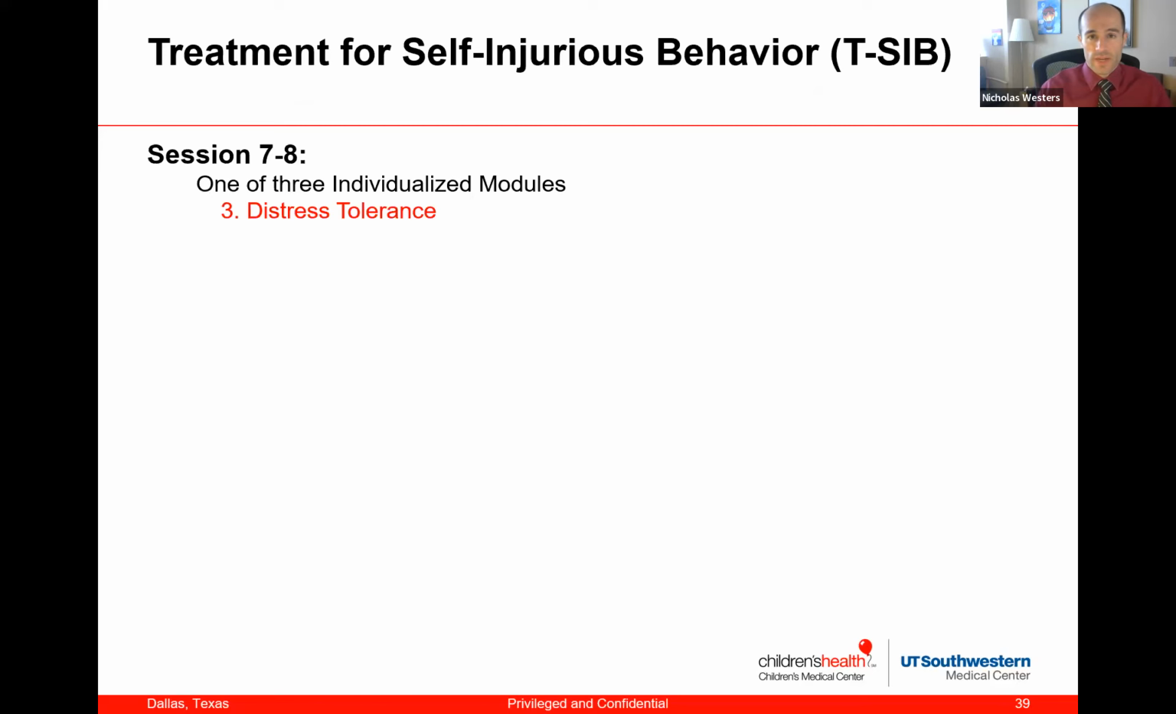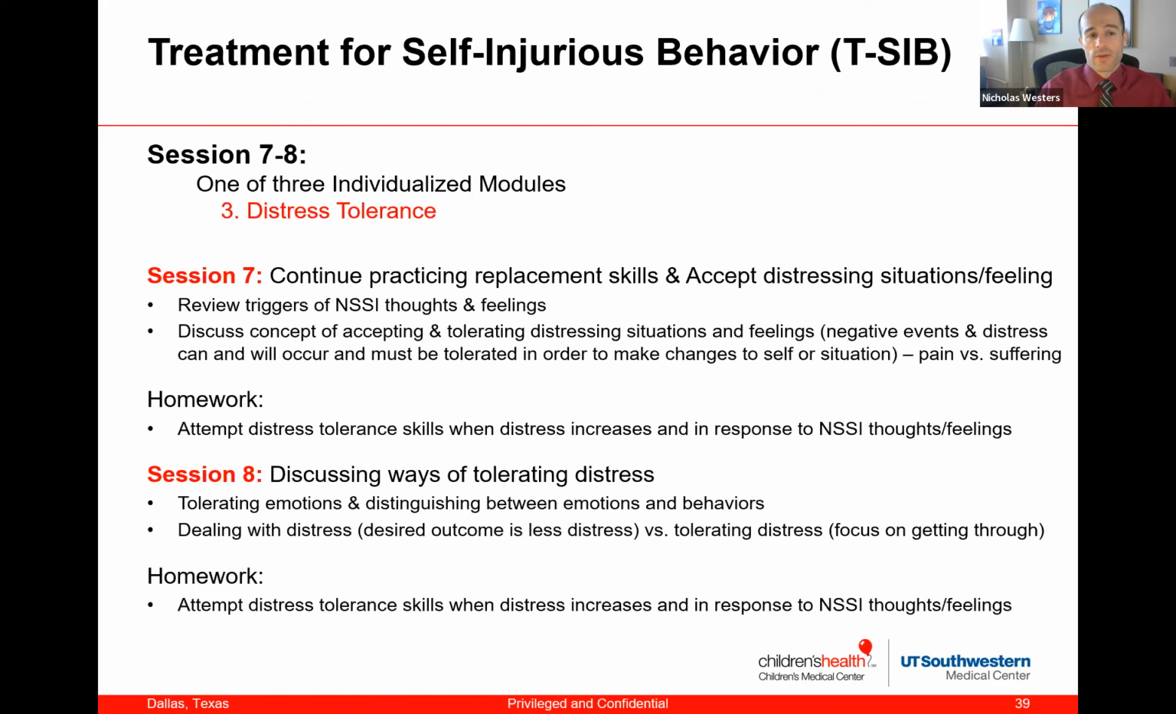And then lastly, and then we'll move on to the next one, is the distress tolerance. Again, building from DBT, CBT, and a little bit of acceptance and commitment therapy here. So continuing practicing those replacement skills based on the functional assessment, functional analysis for self-injury, and learning to accept distressing situations and feelings. So you're going to discuss the concept of acceptance and distress tolerance regarding situations and feelings.